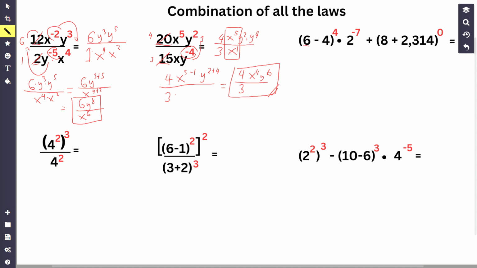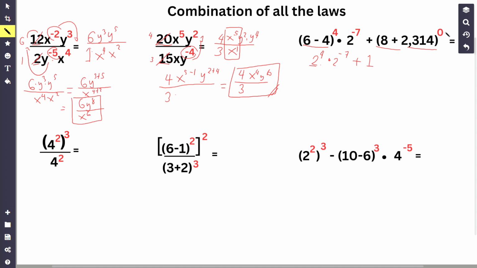So here, inside the parentheses, we have 6 minus 4, and that is obviously 2. And then we'll put the 4, multiplied with 2 raised to negative 7. And then what else do we have? We have here plus. Please take note that this whole quantity, even though whatever the sum would be, since the whole quantity is being raised to the power of 0, please remember that any number except 0 raised to 0 is just equal to 1. Okay, let's continue.